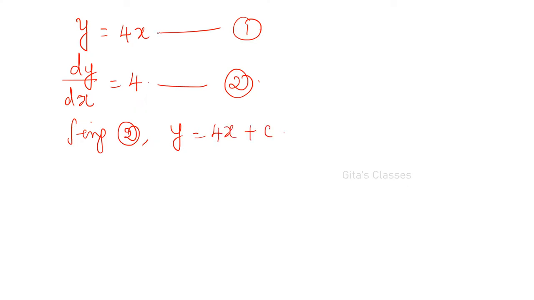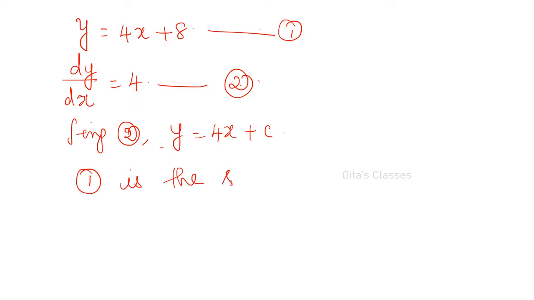Plus c you can have here. Take 4x plus 8, for example. When you differentiate, you will be getting only 4, right? So there is a chance of having a constant, that's why we write this c also. So y is equal to 4x plus c, and in the place of c we are getting 8. This is equation number 1 and this is equation number 2. Equation number 2 is the differential equation, and we say that 1 is the solution of equation number 2.